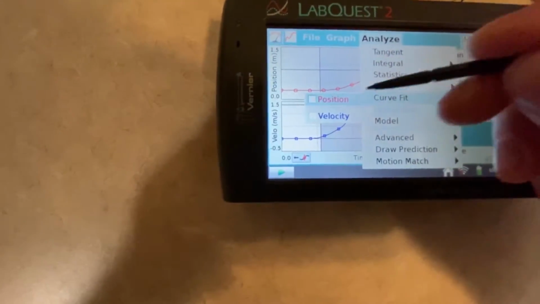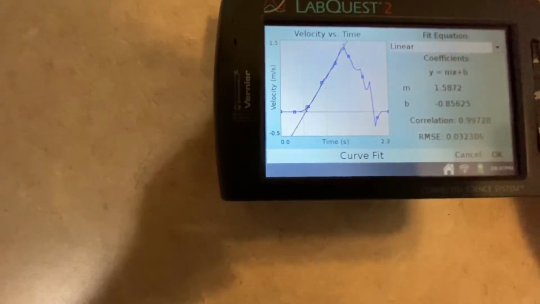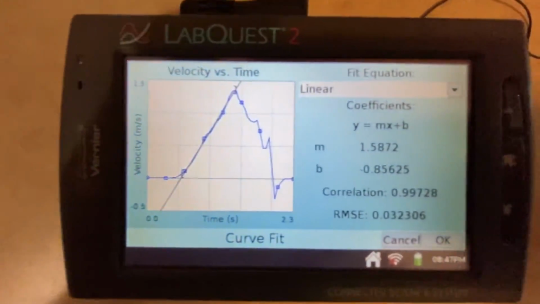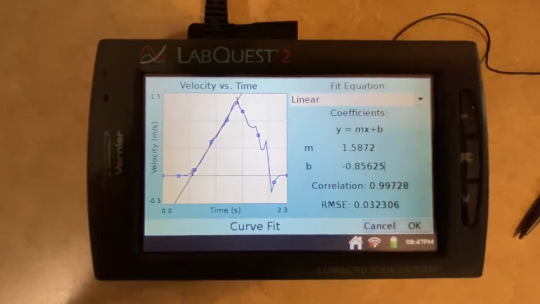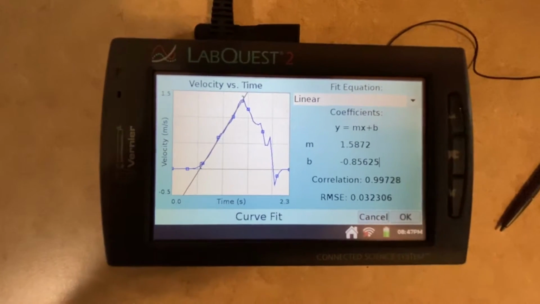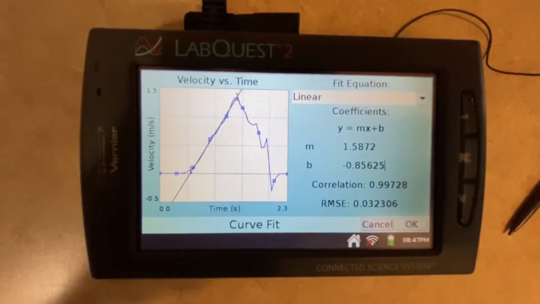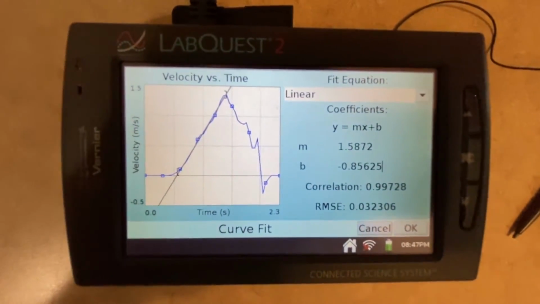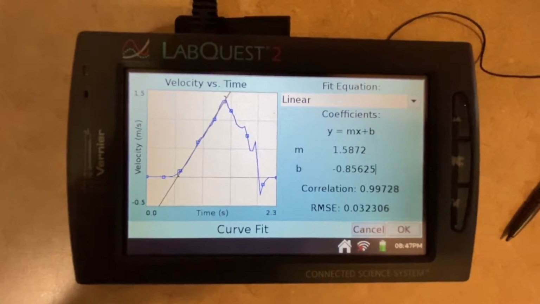So I'm going to go to Curve Fit. And I'm going to tell it I want it to be a line, and the slope of that line, that m value right there, that is my acceleration. So our acceleration this time was 1.5872. So with the accuracy we have, we could probably call that 1.59 meters per second squared.